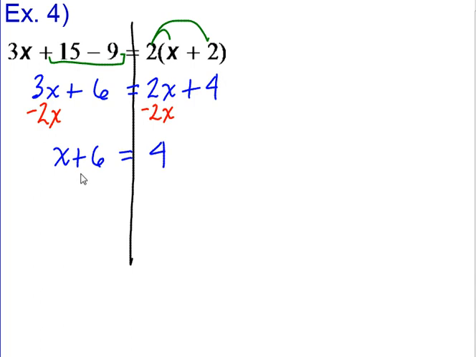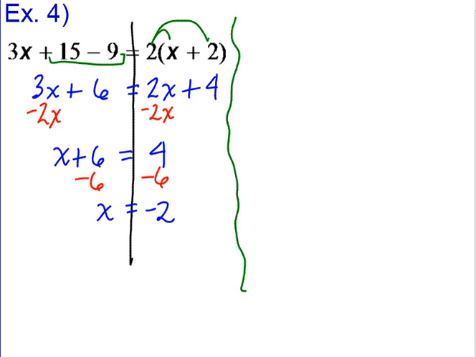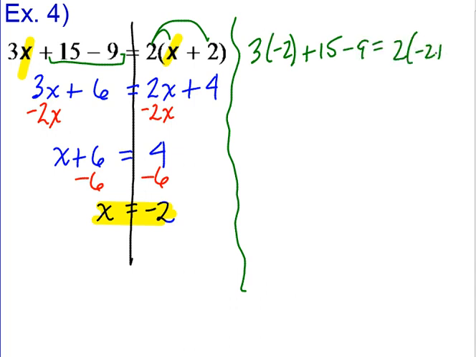Using inverse operations on the constant, instead of adding 6, we're going to subtract 6. And that leaves us x equals 4 take away 6, which is negative 2. We're going to check our solution. And once again, what we're going to do is take this value of x equals negative 2, and plug it into the places where the x is. So we rewrite 3 times negative 2 plus 15 minus 9 equals 2 times negative 2 plus 2.